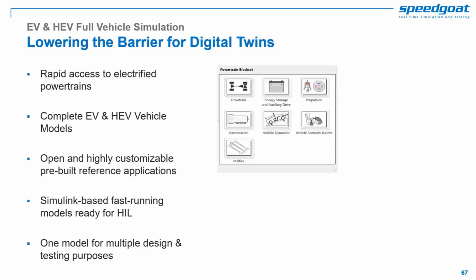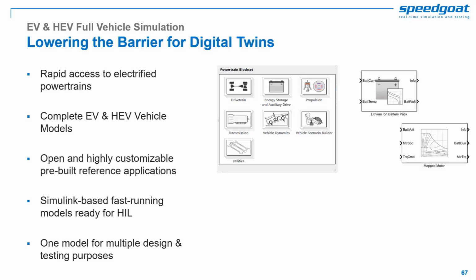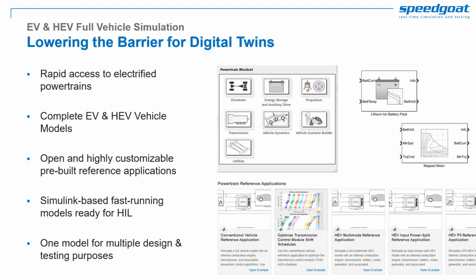The Powertrain Blockset gives you quick access to conventional and electrified powertrain models. The built-in libraries provide easy-to-use Simulink blocks, including batteries, electric drives, and electric motor controllers. Many well-documented and ready-to-use reference applications get you started quickly. These are Simulink-based fast-running models that you can fully customize and instrument and that are ready for HIL deployment and closed-loop simulation with your controls. The same model can be used to support you with different tasks like tuning motor and brake controls, designing capabilities such as torque vectoring control, or developing and testing battery management systems.